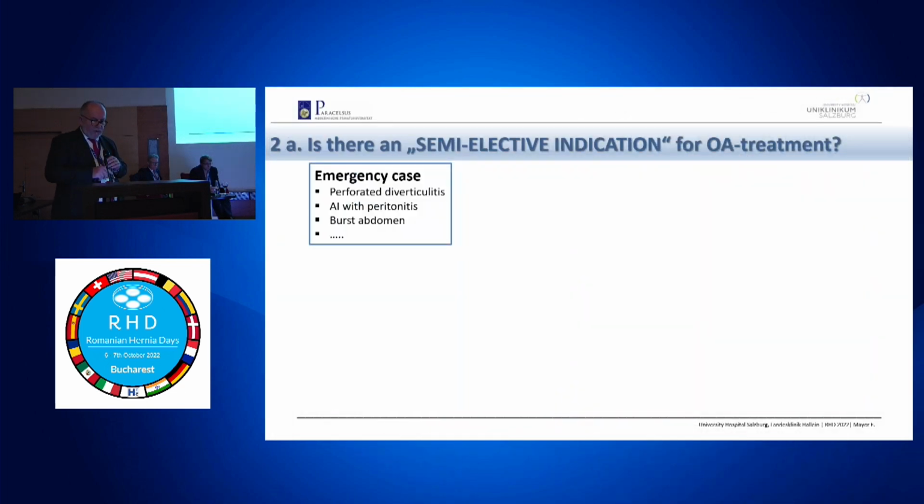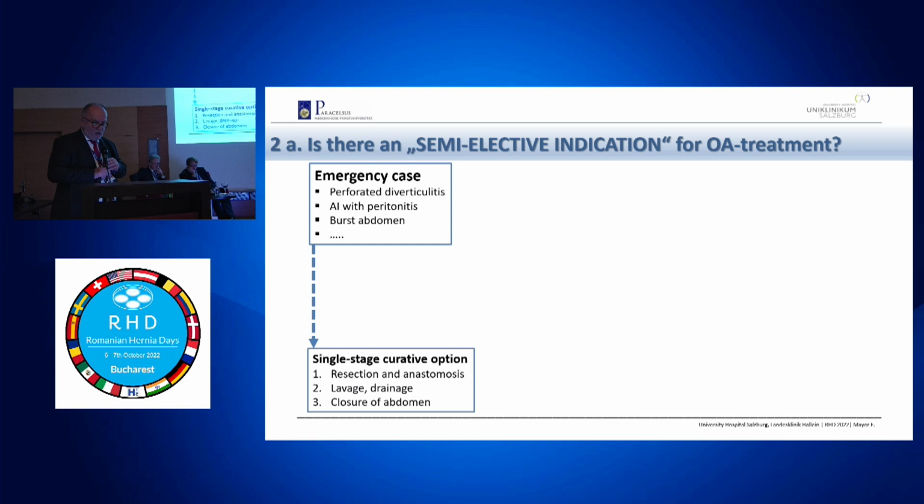So it's worth thinking about some kind of, let me call it, semi-elective indication for an open abdomen treatment, a concept which we have followed in my institution for many years. If we are presented with an emergency case like perforated diverticulitis, anastomotic dehiscence with peritonitis or burst abdomen.